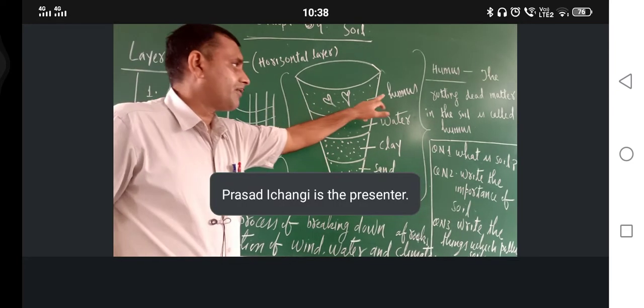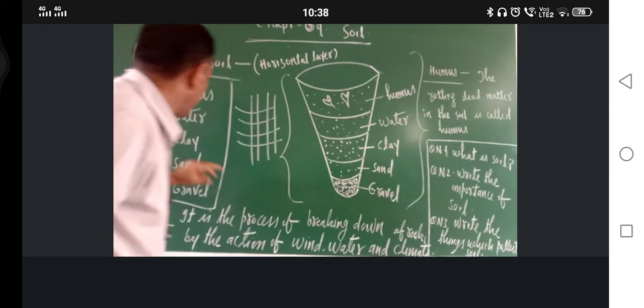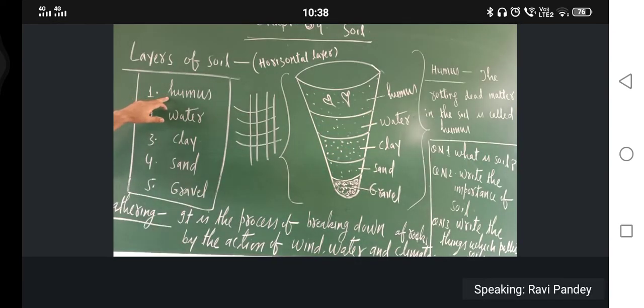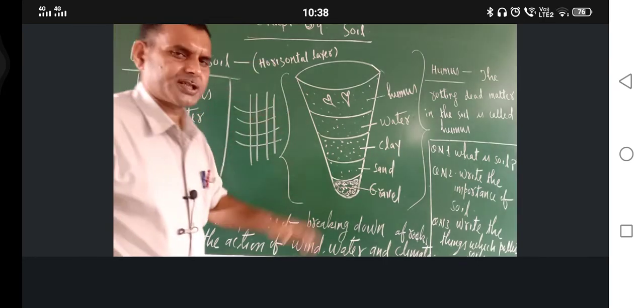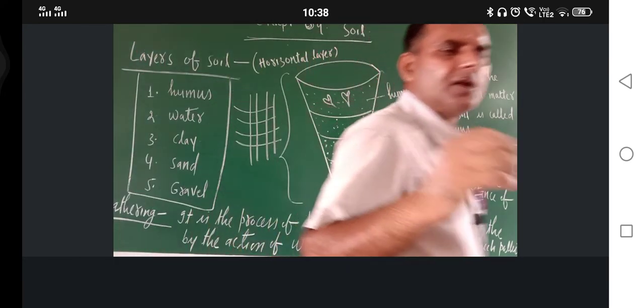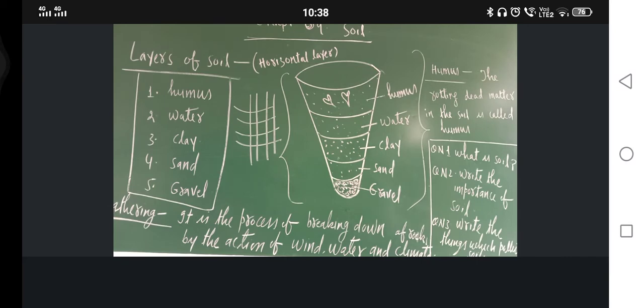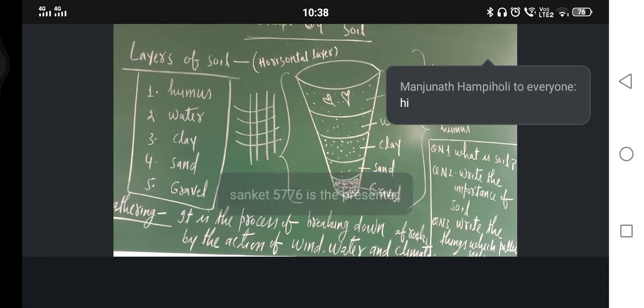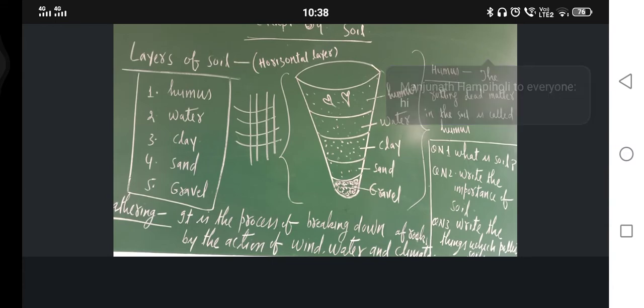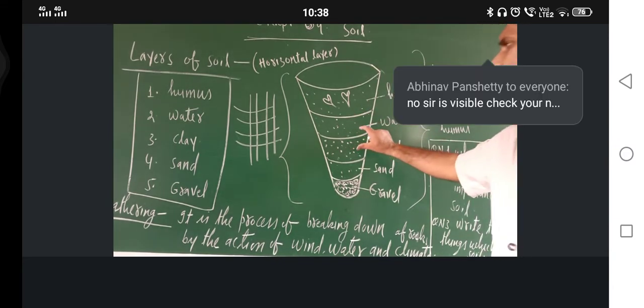First layer is the humus. Already I wrote here, the first one is the humus. After humus, what is there? Water is there. Then clay is there. Then sand is there. Then gravel is there. When you take a handful of soil in the glass tumbler, stir it and keep it for some period of time, then you will get the distinct layers of the soil. These distinct layers of soil are interconnected with each other.